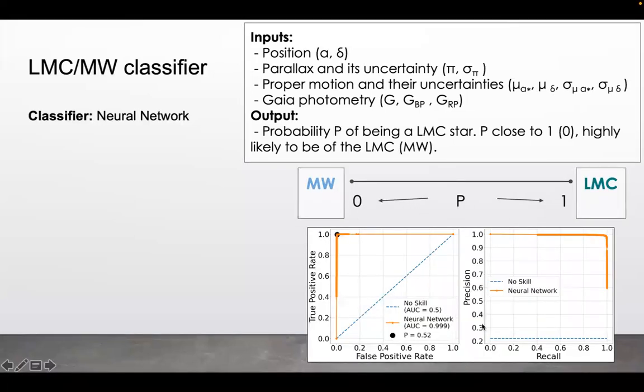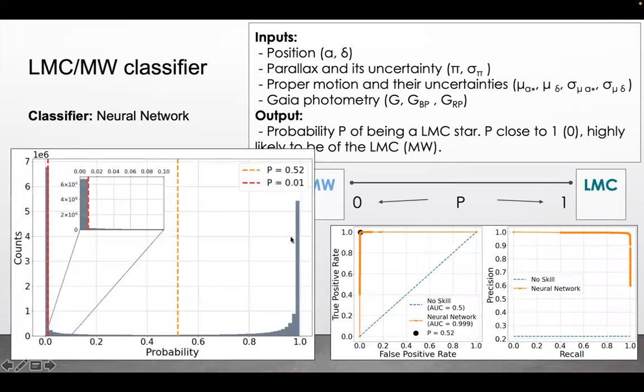So we did some tests in the simulations to check that we recover things properly, and then what we do is apply it to the data. And when we apply it to the data, you have this gray distribution in the background. You have a very high peak around one, so it's good. We have candidate stars in the LMC. We have another very high peak around zero, so these stars will belong to the Milky Way. And what is in between is something that the neural network cannot decide. So we will have one sample or another, depending on the cut we apply to this probability.